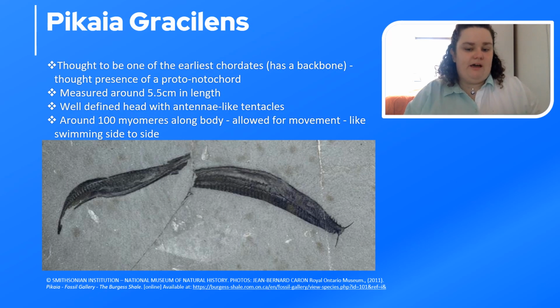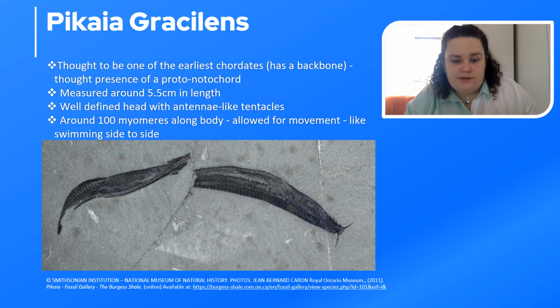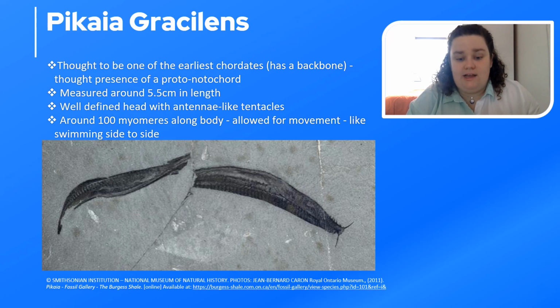We'll move on to Pikaia, which is thought to be one of the earliest chordates, which means it has a backbone, as it has the presence of a proto-notochord. It measured around 5.5 centimetres in length, it had a well-defined head with antennae-like tentacles, and there are around 100 myomeres along the body. Myomeres allowed for movement, swimming side to side, and they're early muscles. It's considered to be a primitive chordate, which is a group of organisms that includes us and other animals such as fish, birds, reptiles, as well as sea squirts and lancelets.